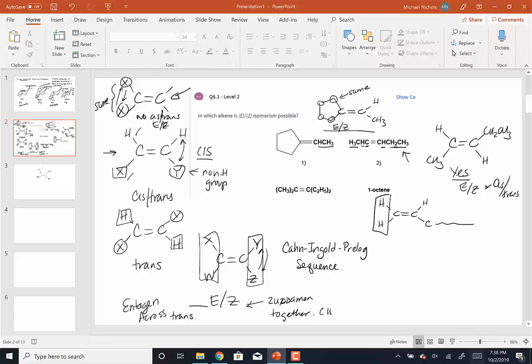And finally, if you look at this one, the carbon-carbon double bond, over here I have 2 methyl groups. Over here I have 2 ethyl groups. That's what the C2H5 means, a CH2CH3 group. Same group here, same group here. Not the possibility of E or Z. So only 2 has the possibility of E or Z. Okay, so that's question 6.1.